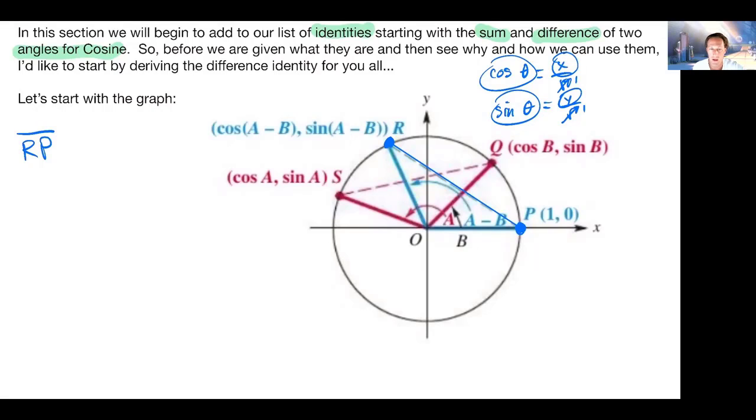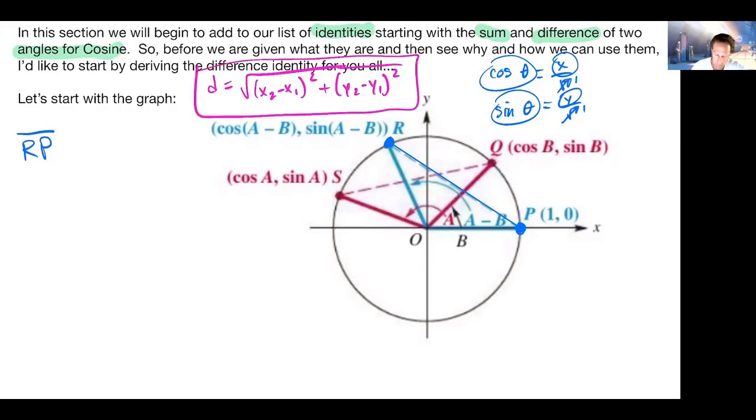then we should be able to do that. Hopefully you remember the distance formula is simply, between any 2 points, the square root of x2 minus x1 squared plus y2 minus y1 squared. So that is the distance formula between any 2 points.